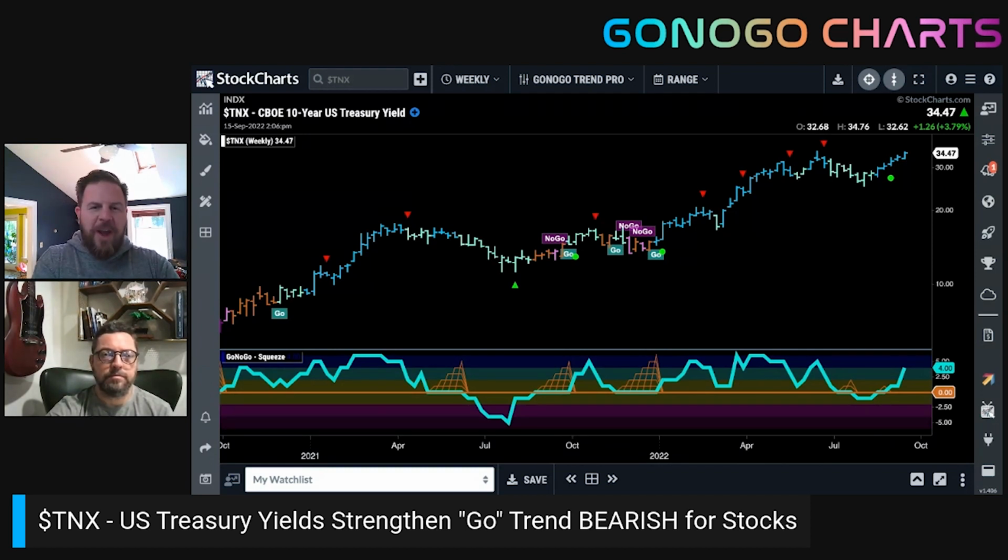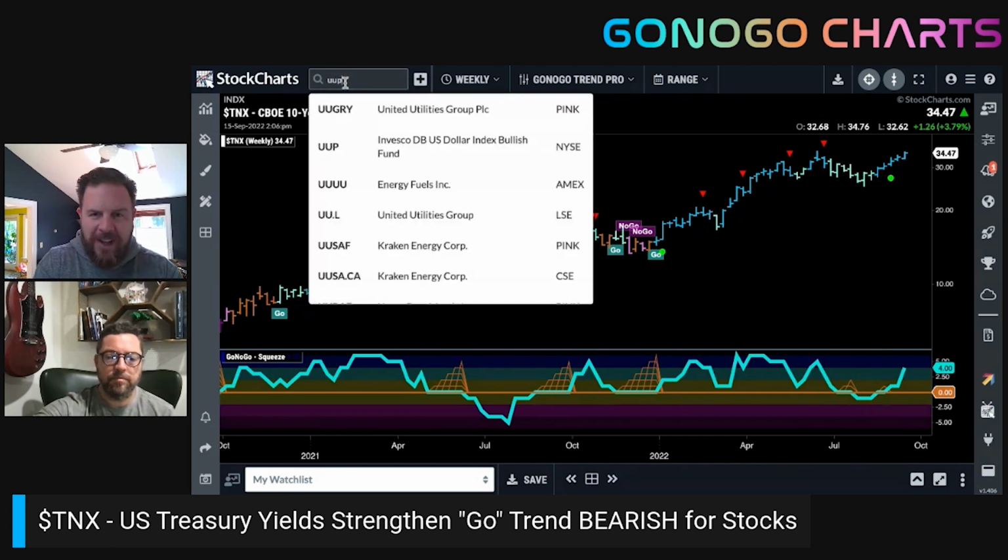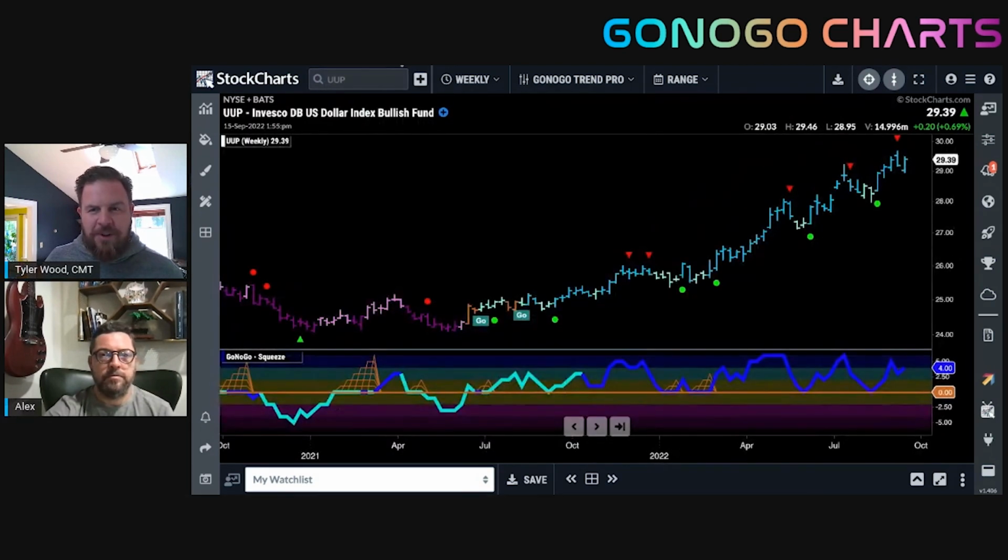Let's look at the US dollar, which has really confounded a lot of analysts who are expecting this to roll over multiple times as it has just continued to rally. And again, on a weekly basis, we're looking at the long-term trend of the US dollar. Talk to us here, Alex, about what we're seeing from a trend perspective.